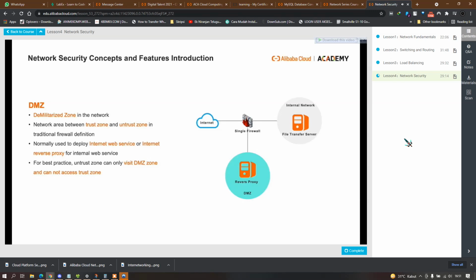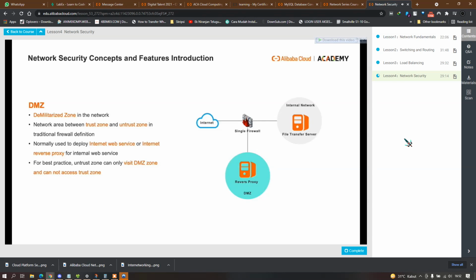So what is the trust zone? Roughly, we can say that the trust zone is the internal network area of your own company or your own enterprise. And the untrust zone is what? We can briefly understand the untrust zone as the internet, which is the network area that does not belong to your own company or your own enterprise. This area we call the untrust zone. And the DMZ is the area between the trust zone and the untrust zone.